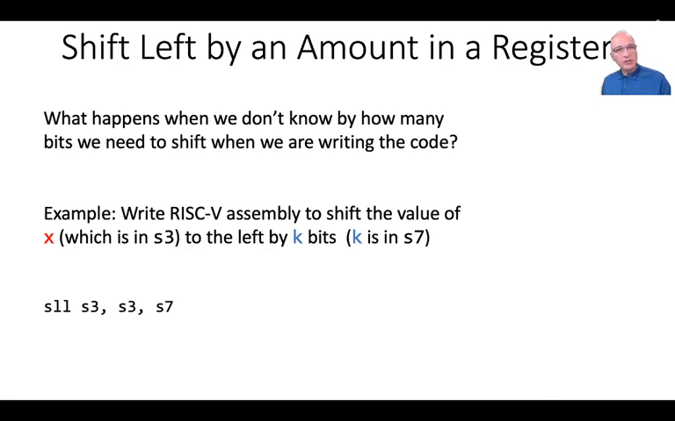So the instruction that I would use for that is the shift left logical instruction. There is no I in this instruction because there is no immediate value. And so this will be an R-type instruction. And in this case, the number of bits to be shifted left is specified by S7. The operation, if I write it in comment form, will tell me that the value of x is shifted left by k bits and then stored back into x.